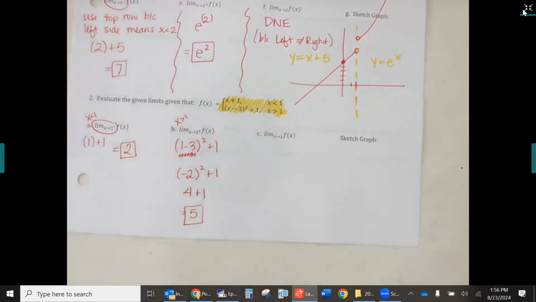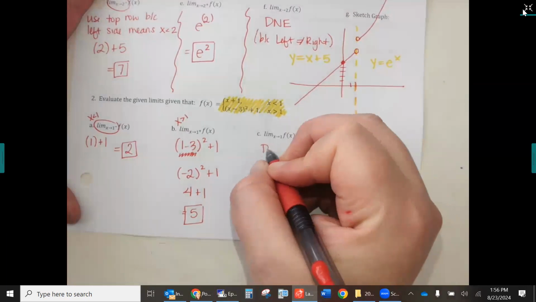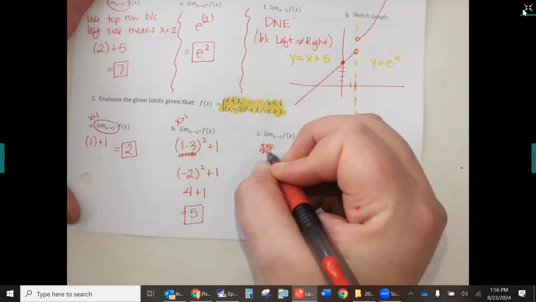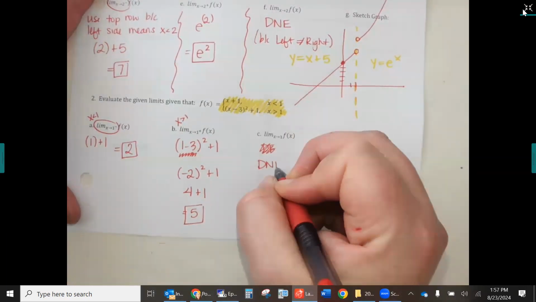So my left side is coming into 2. My right side is coming into a height of 5. Then what is the limit as x approaches 1? DNE is correct. Okay, DNE.